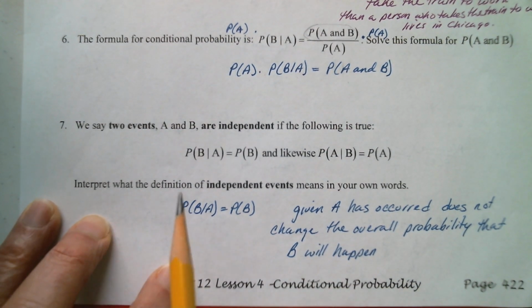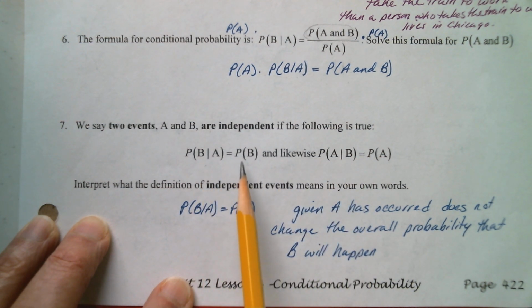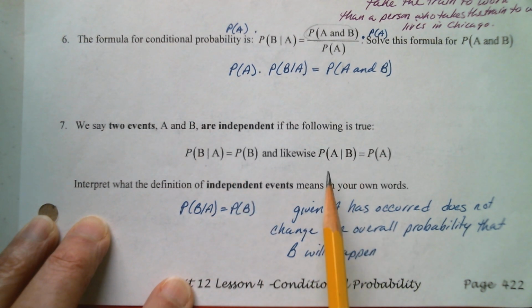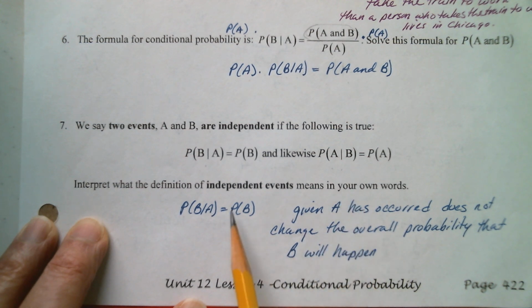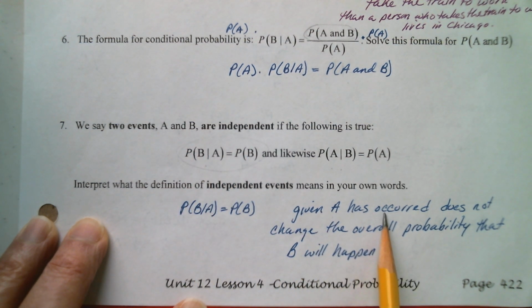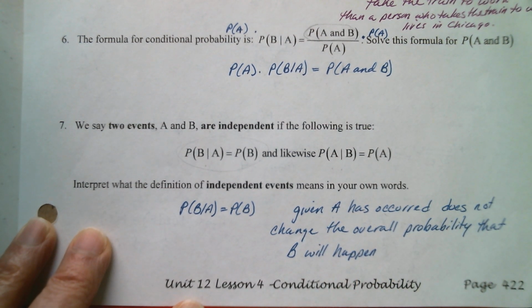And number 7, we say two events, A and B, are independent if the following is true. The probability of B given A equals the probability of B, and likewise the probability of A given B equals the probability of A. Interpret what the definition of independent events means in your own words. So given that A has occurred, it does not change the overall probability that B will happen, because the probability of B given A is equal to simply the probability of B.